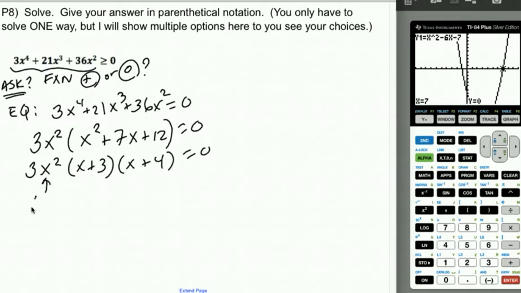When I set these equal to 0, I'm going to get x equals 0, but because of that x squared, this is going to be a double root, and that's going to be relevant in case we're going to be drawing stuff later. If you choose the graphing method, that's going to be helpful. I'm also going to get x is negative 3 and x is negative 4.